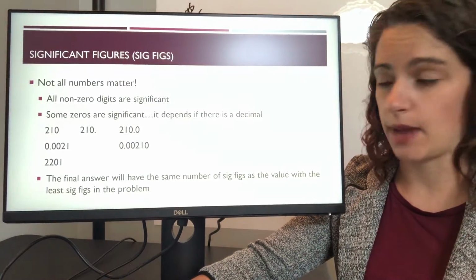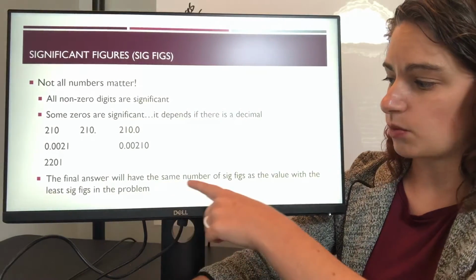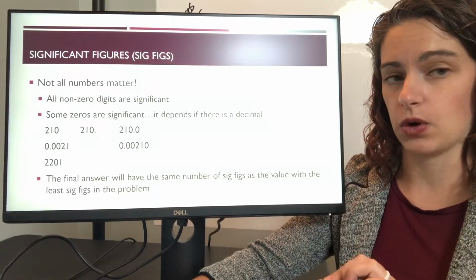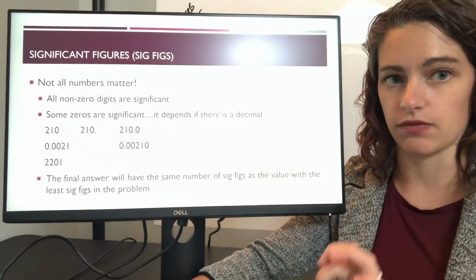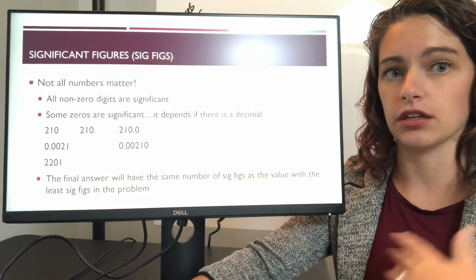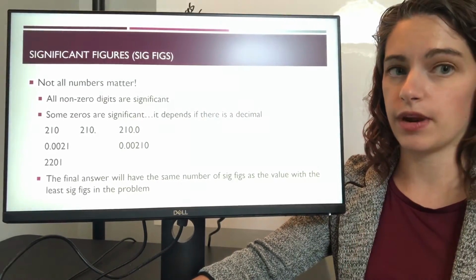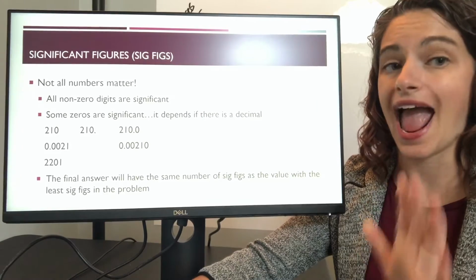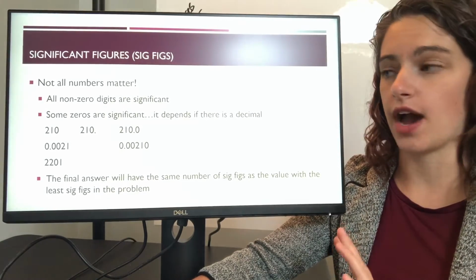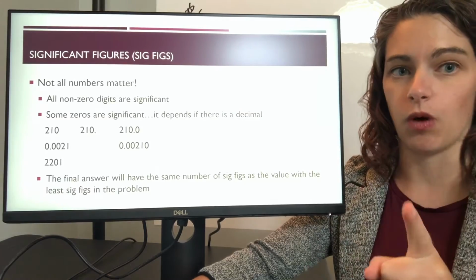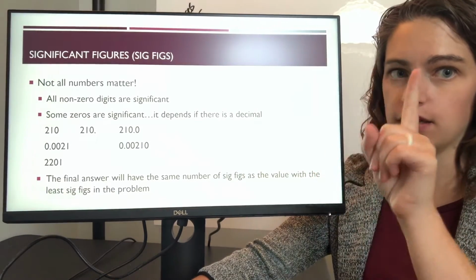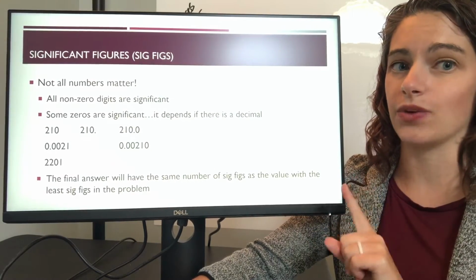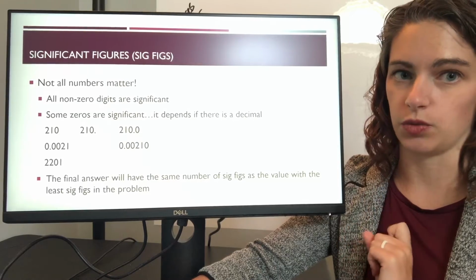Now, why does this matter? When you're doing calculations, your final answer will have the same number of sig figs as the value with the least sig figs in the problem. So you're limited by your least number of significant figures. When you get a number out of your calculator and you're going to round, you round to the appropriate number of significant figures. That appropriate number is the least amount of significant figures anywhere in the problem. So if you have a number that has 4 and you have a number that has 1, your final answer gets rounded to 1 significant figure. There are going to be cases where it's going to make you a little uncomfortable to round that much, but those are the rules, and those are the ones that we're going to follow.